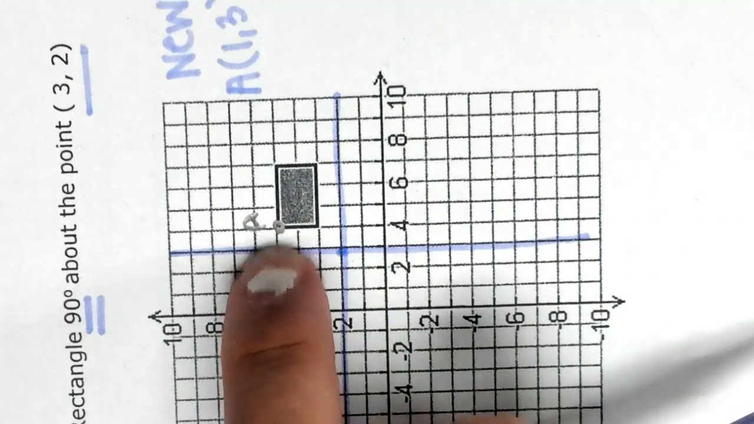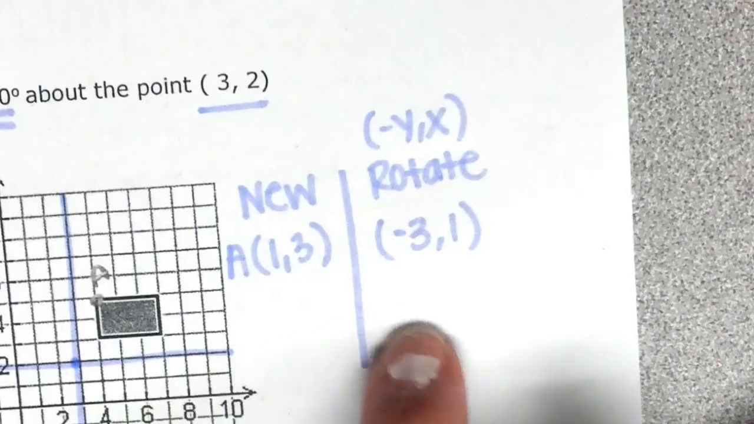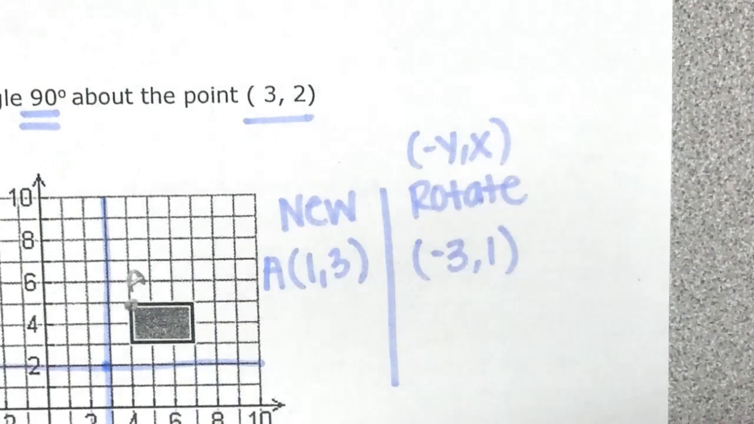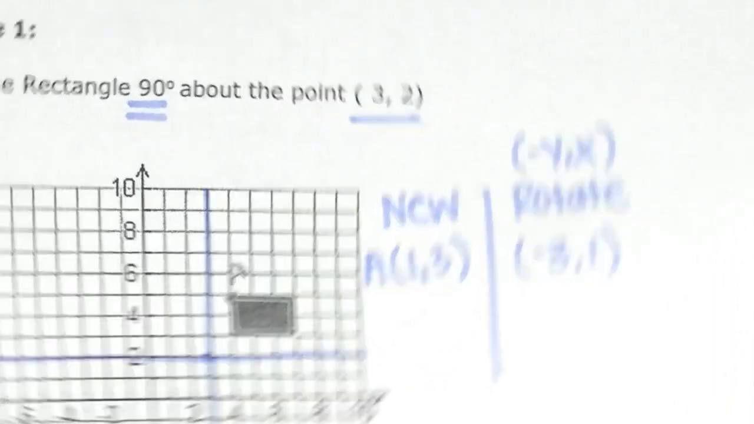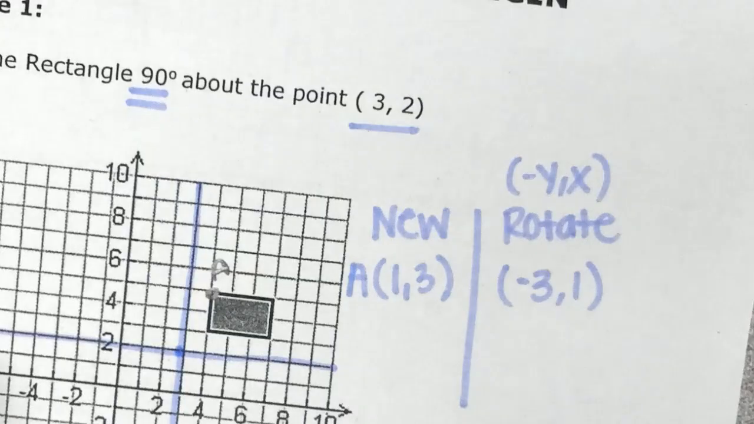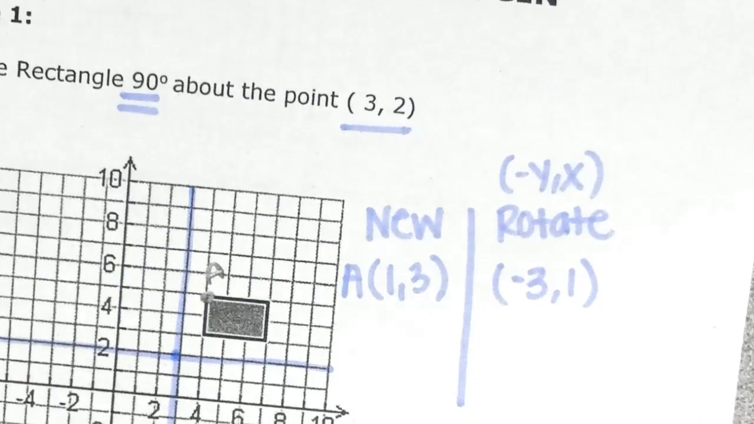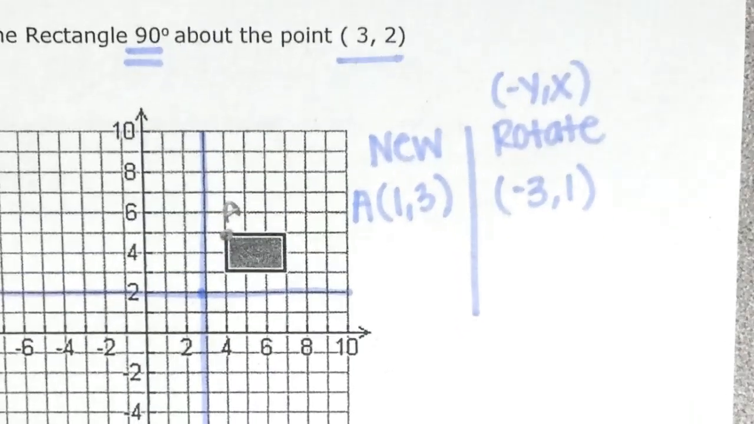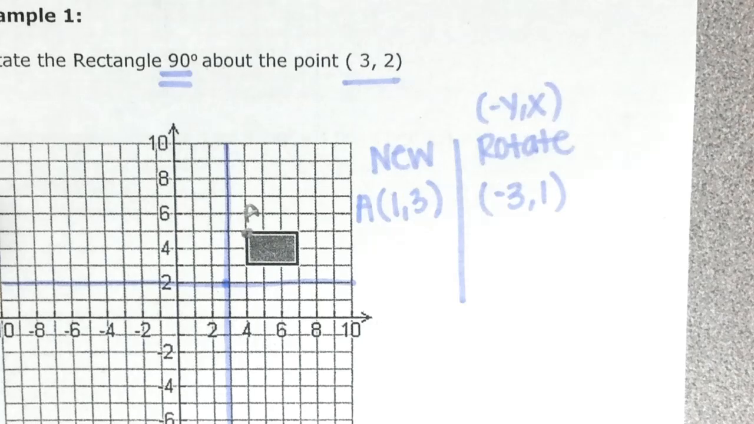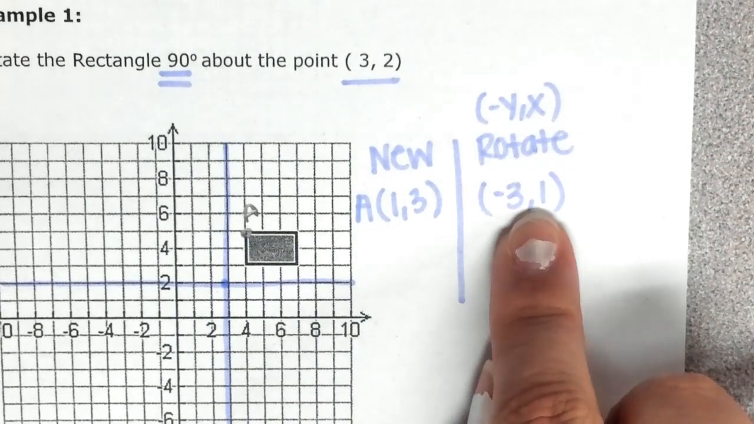Left 1, 2, 3, up 1. Isn't that what we just said? Negative 3, 1. Either way works. Whatever you prefer to do. If you prefer to turn your paper, that's fine. If you prefer to memorize the rule, that's fine. Now here's where everybody forgets. Now I want you to plot this point according to your new origin.